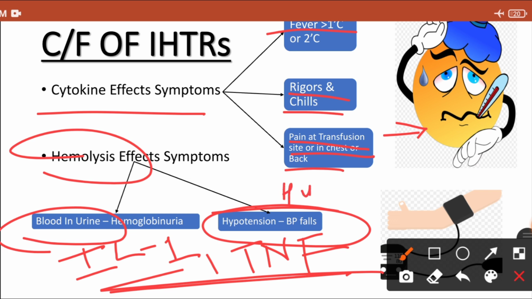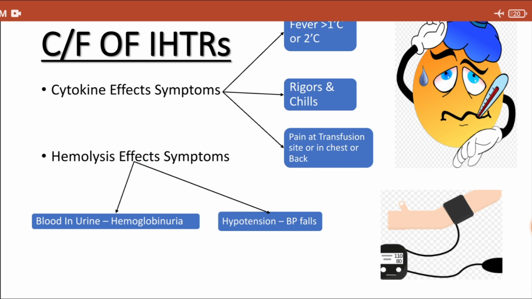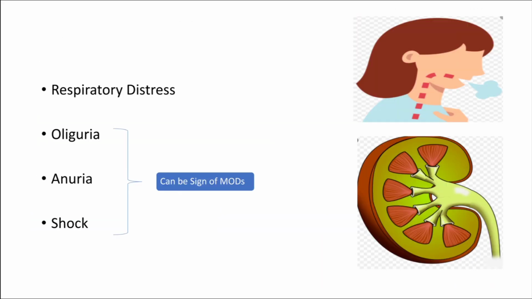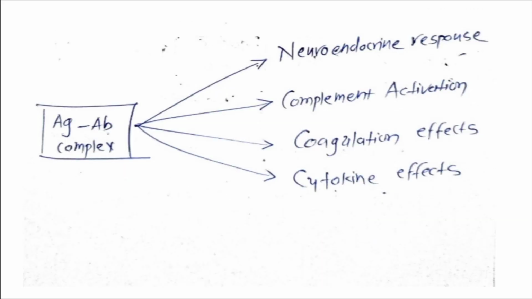So patient can have hypotension, and because of hypotension, patient can complain of dizziness, like that of symptoms. All right. Now suppose we have seen that because of complement activation you will have hemolysis, and so you will have a fall in blood pressure. Because of cytokine release you will have the fever, like that of symptom.